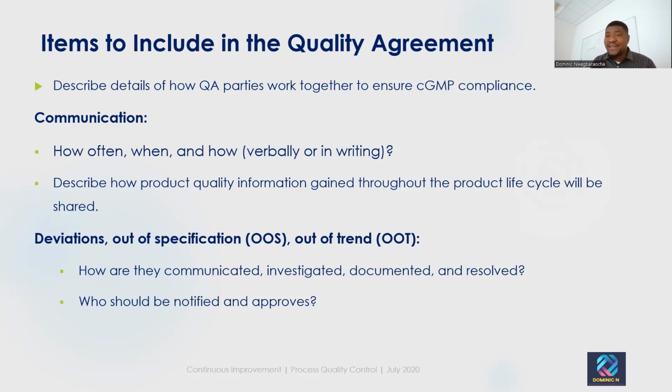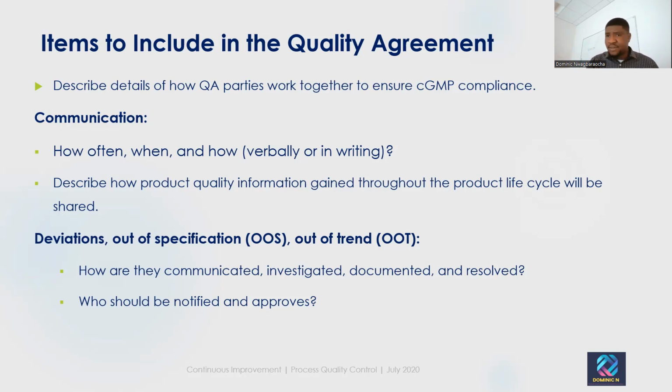I want to be notified 3 days after the deviation is found. I want to be notified 2 weeks after. If it's a minor deviation, I don't want to be notified. If it's a major deviation, I want to be notified immediately. If it's a critical deviation, I want to be notified within 24 hours. But this level of detail should be in your quality agreement. Who should approve deviations? You should talk about it.